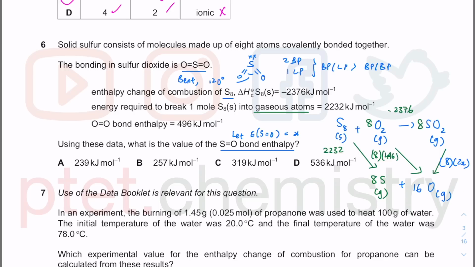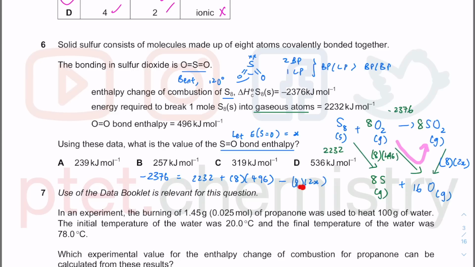So Hess's law says that the enthalpy change of a reaction does not depend on which path you take. This is like a direct path, this is like an indirect path, as long as you start from the same reactant and end up with the same product. So based on the Hess cycle, minus 2376 equals 2232 plus 8 times 496, and then going the opposite way from this direction, minus 8 times 2x, that is minus 16x.